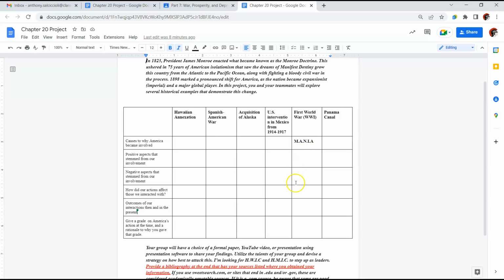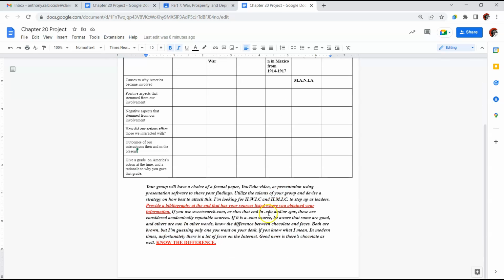And a lot of you are saying, okay, what exactly are we going to do with this table? So here it is at the bottom. Your group will have a choice of a formal paper, a YouTube video, or a presentation using presentation software to share your findings. Utilize the talents of your group and devise a strategy on how best to attack this. What I mean by that, you might have a very shy, introverted person who doesn't like interacting with people. Put them on the research department. You might have somebody who's a little better at organization. Have that person organize.